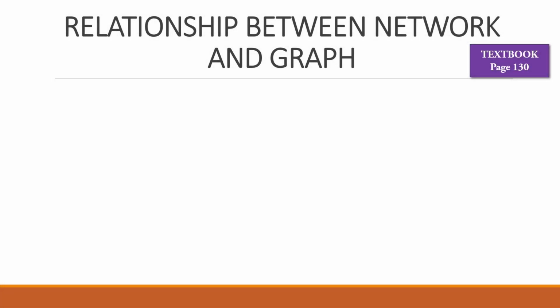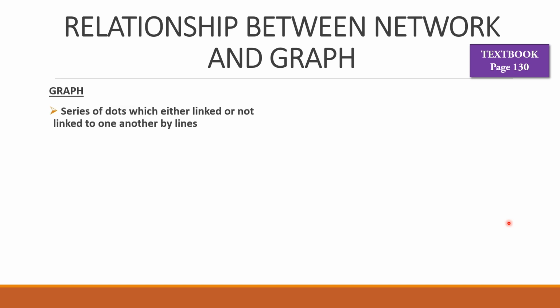Okay, so first we are going to see what is the relationship between network and graph. You can refer to textbook page 130, Mathematics Form 4. Before we go to network, let's see what is graph, because we already learned about graph before. Basically, a graph is a series of dots which either link or do not link to one another by lines.